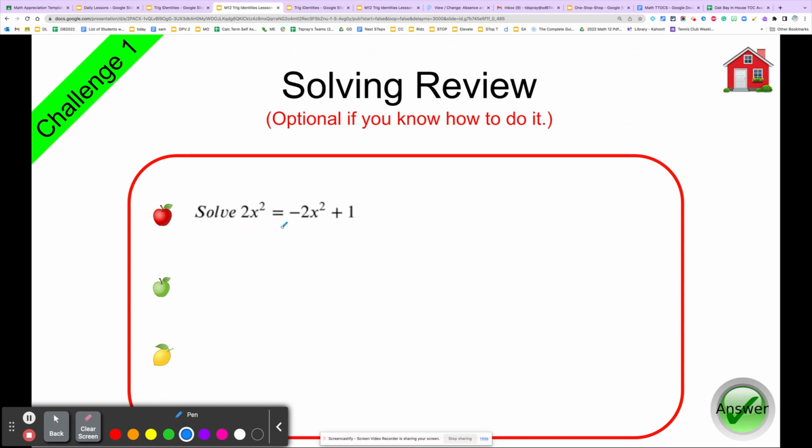We are going to add 2x squared to both sides, like so. And so then we're going to have 4x squared equals 1. I'm going to divide everything by 4, so x squared equals 1/4. Now I'm going to square root it, so x is going to equal plus and minus the square root of 1/4. And another way of writing that is plus minus 1 over 2, because the square root of 1 is 1 and the square root of 4 is 2. So that's the first piece of review, and the solutions would be plus and minus a half.